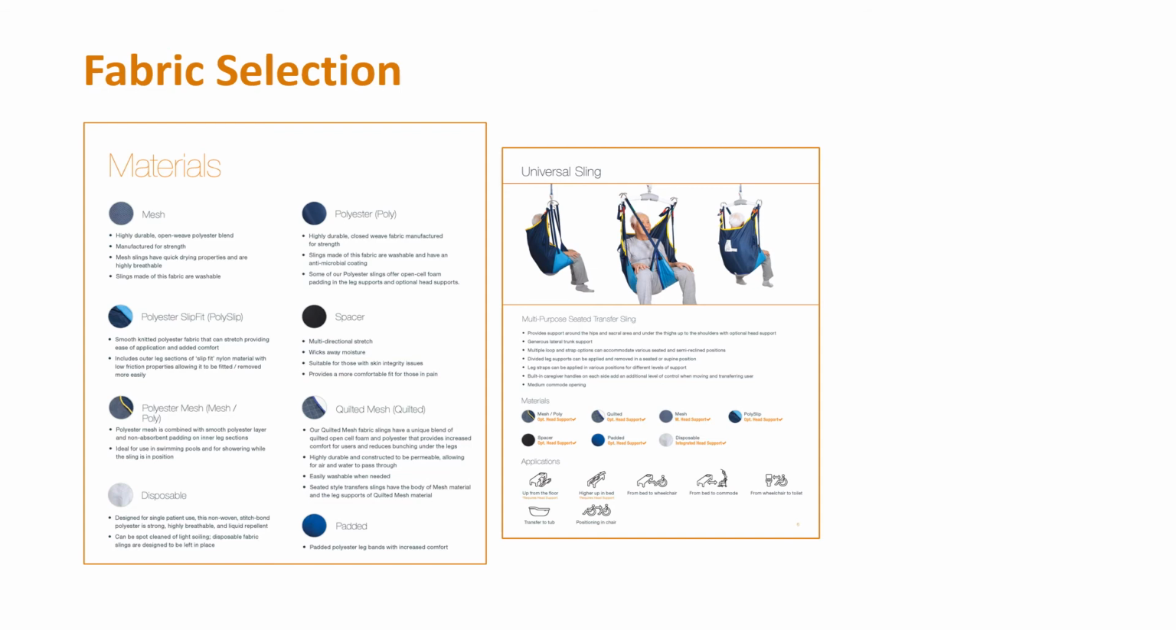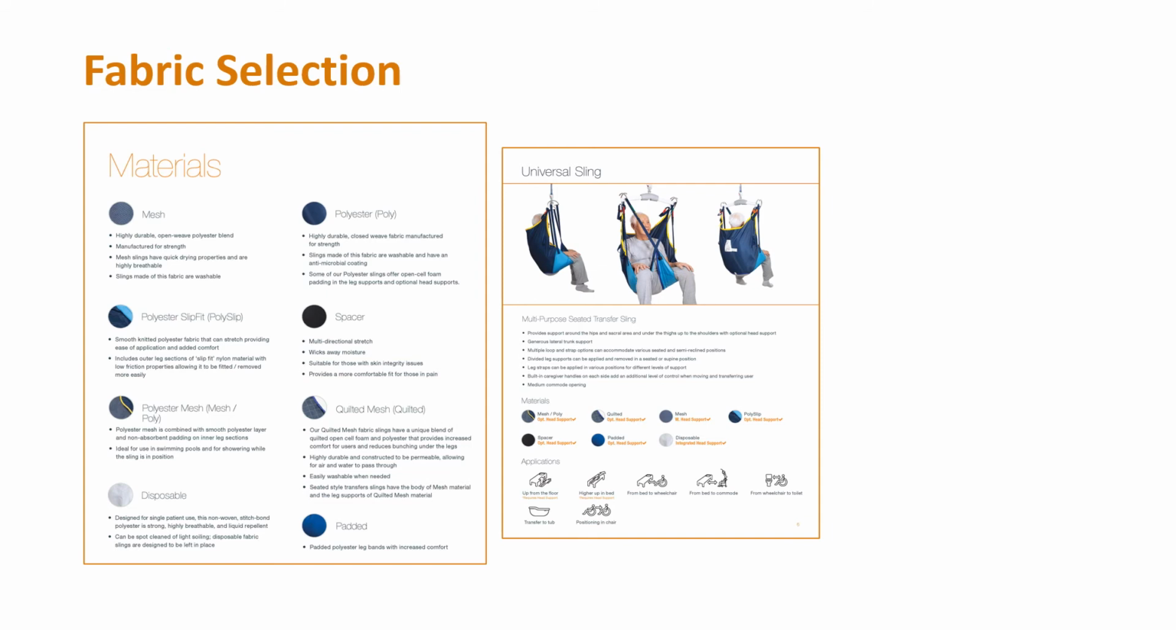The spacer fabric slings are constructed of a comfortable and smooth knitted polyester. This fabric is both air and water permeable and may be an option for bathing. This fabric has a slight stretch in all directions to allow the fabric to mold to the individual's body.